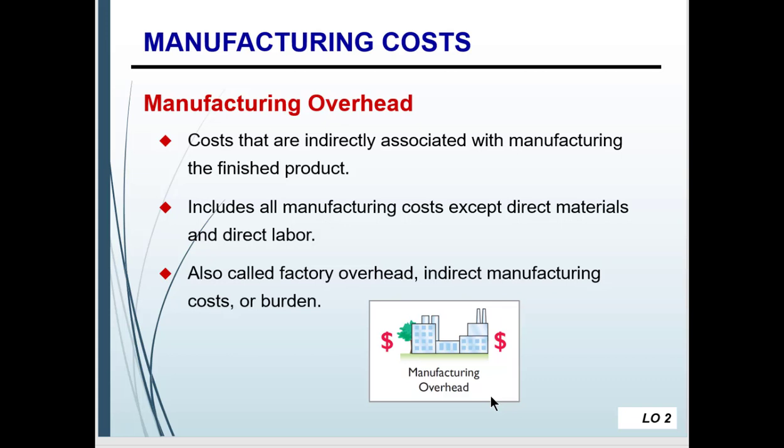Manufacturing costs. Again, we're going to talk about overhead, factory overhead. These are all those costs that we've been talking about that are indirectly associated, so they're not direct materials and direct labor. They're referred to as factory overhead, indirect manufacturing costs, and sometimes they even refer to it as the burden. A little less descriptive, but that's how it's frequently used in some businesses.